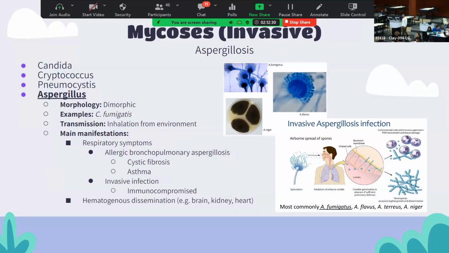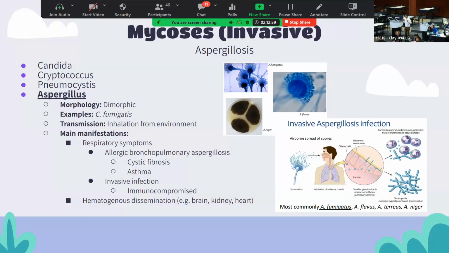And then lastly, Aspergillus, inhaled from the environment, and it can cause respiratory symptoms either through infection, usually in immunocompromised people, or through an allergy. So that causes something called allergic bronchopulmonary aspergillosis. And that's more common in people with cystic fibrosis and asthma, so any chronic respiratory conditions. And you can have spread through the blood, leading to infection in the brain, kidneys, and heart.